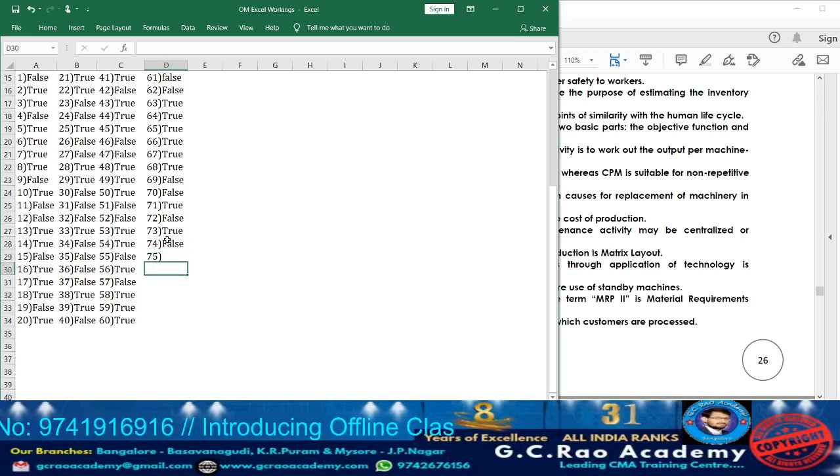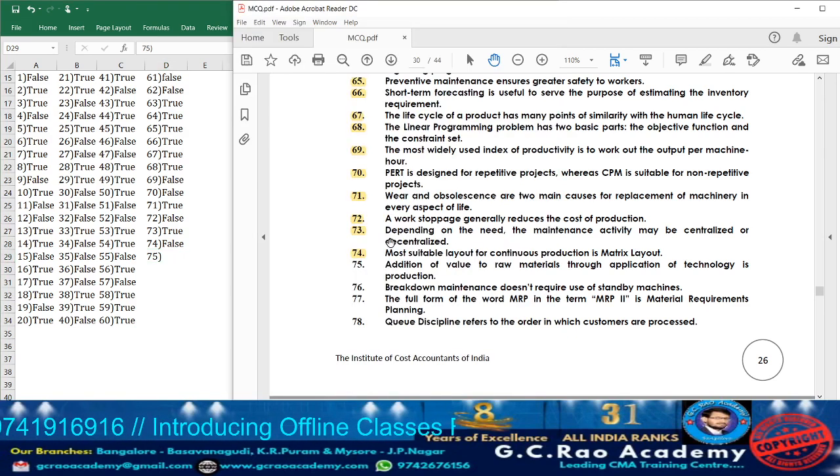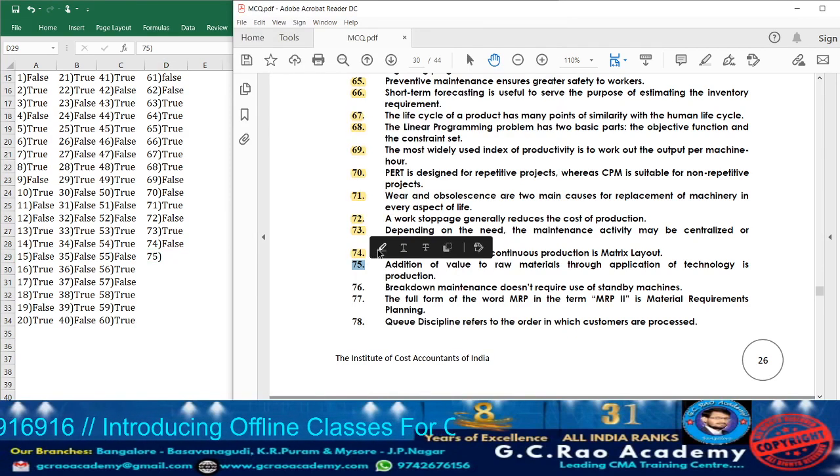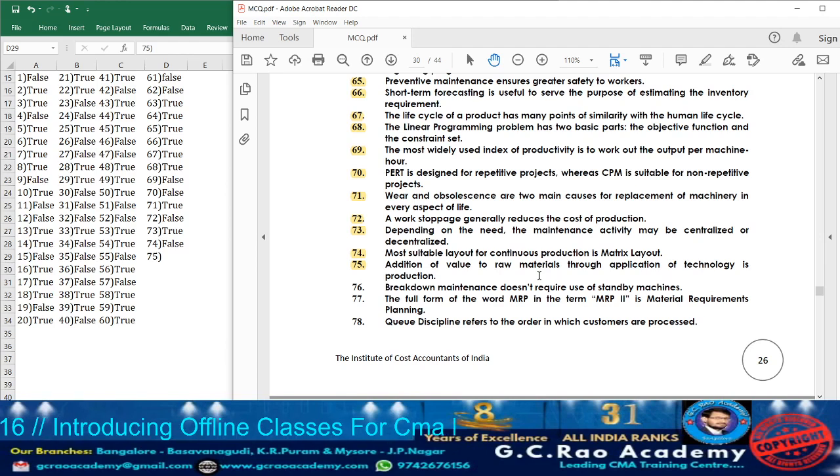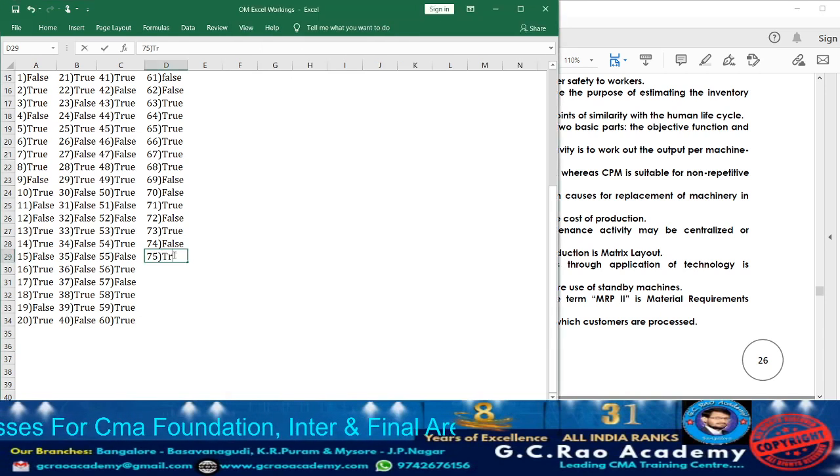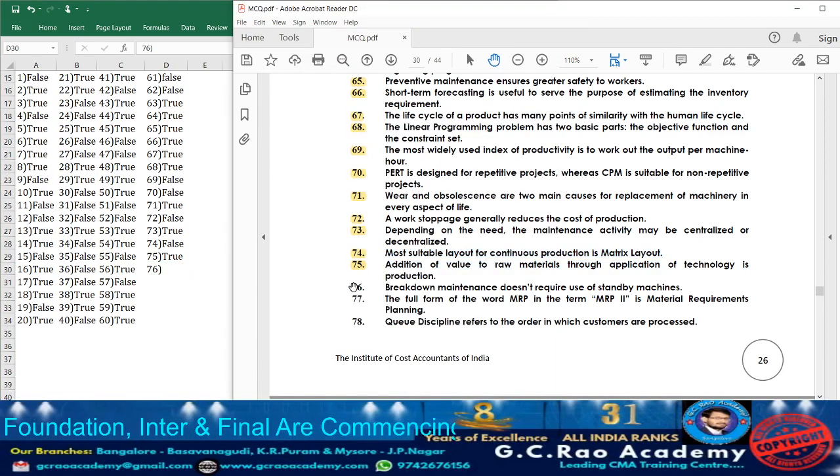Now moving on to statement 75. What are they telling? Addition of value to raw material through application of technology is production. Yes, true. It means converting the raw materials into finished goods with the help of technology, we are going to call it production. So according to statement 75, whatever they have given, it is true. Now moving on to statement 76.